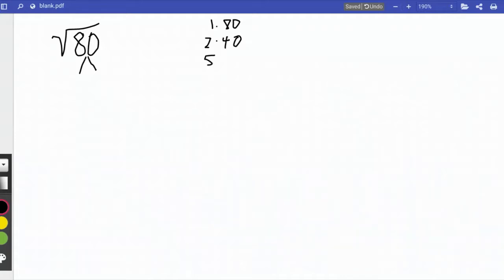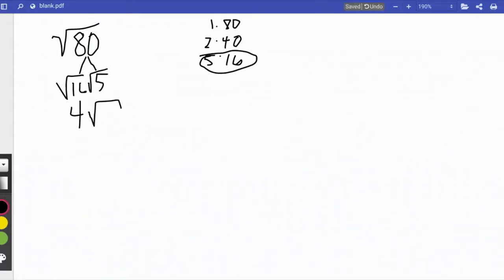You could do 5 times 16. I want to choose 5 and 16 because 16 is a perfect square. The square root of 16 is the perfect whole number 4, and the square root of 5 is not a perfect square, so we just leave it like this. So my answer is 4 square roots of 5.